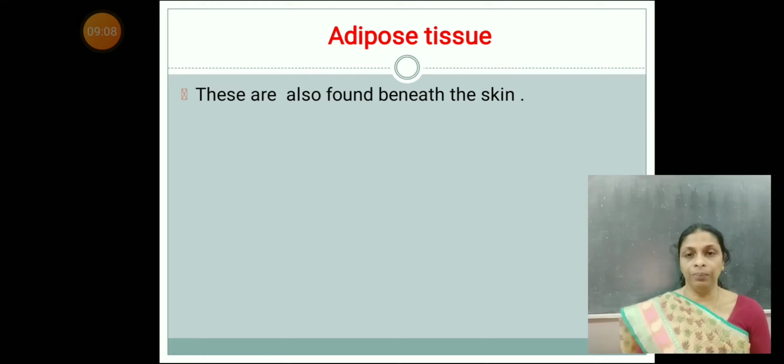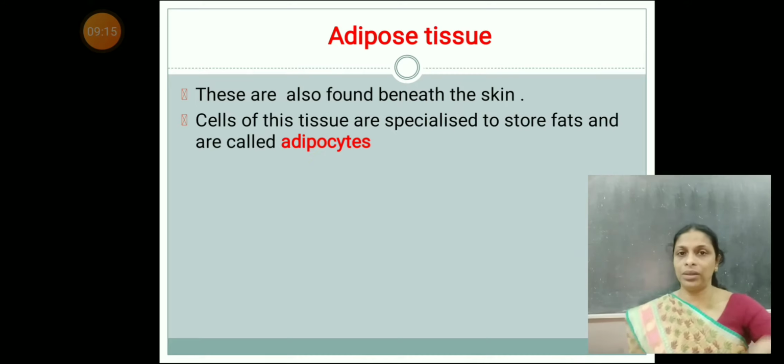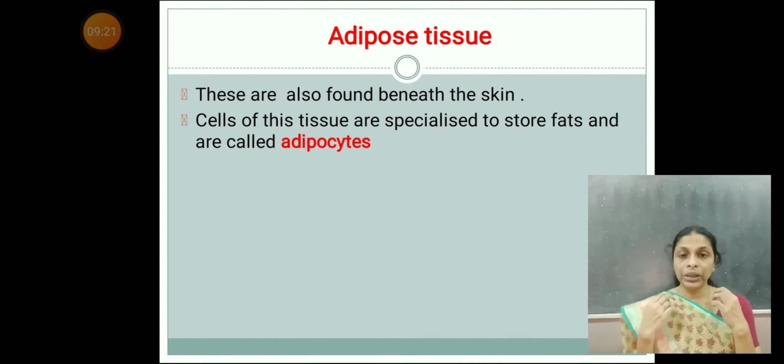Adipose tissue. Now what is adipose tissue? Adipose tissue is also a loose connective tissue. This tissue is also found beneath the skin, but its function is different. The function of adipose tissue is to store fats. What's the main function of adipose tissue? It is specialized tissue which helps to store fat in our body. So the cells of the adipose tissue are called adipocytes.